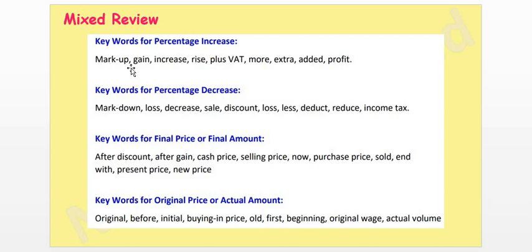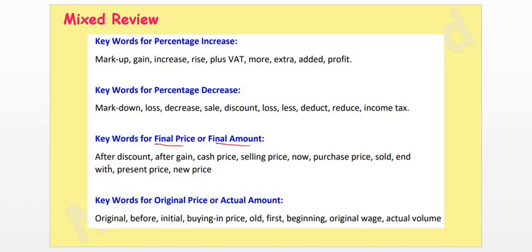Right? Okay, so markup, gain, increase, all these are the words that we usually use for the case of percentage increase. And markdown, loss, decrease, sale, discount, loss, less, all these are the words that could be used for the case of decreased percentage.